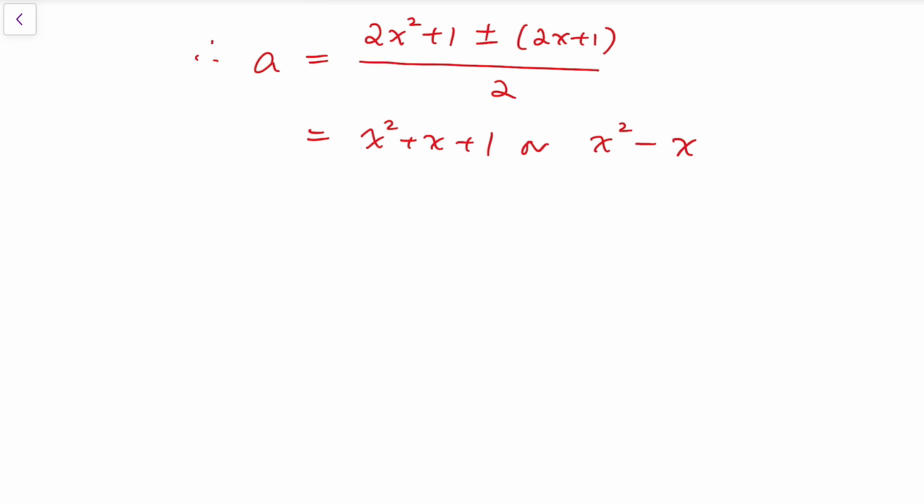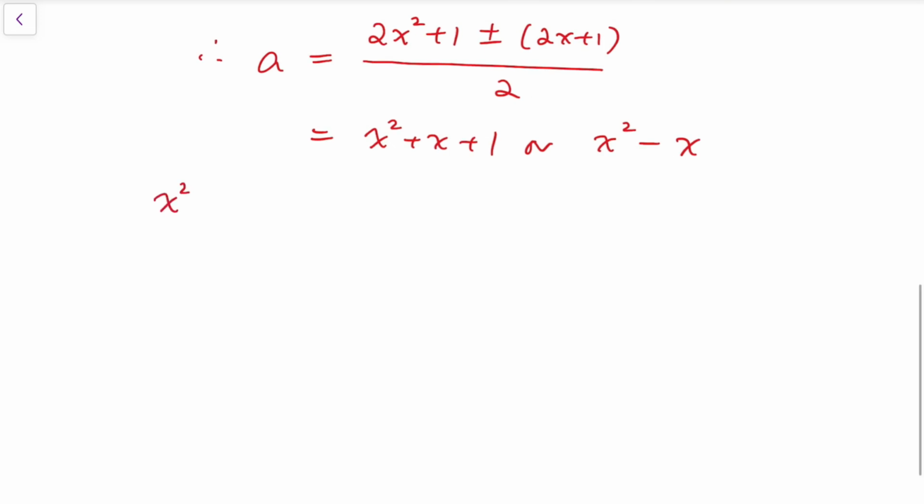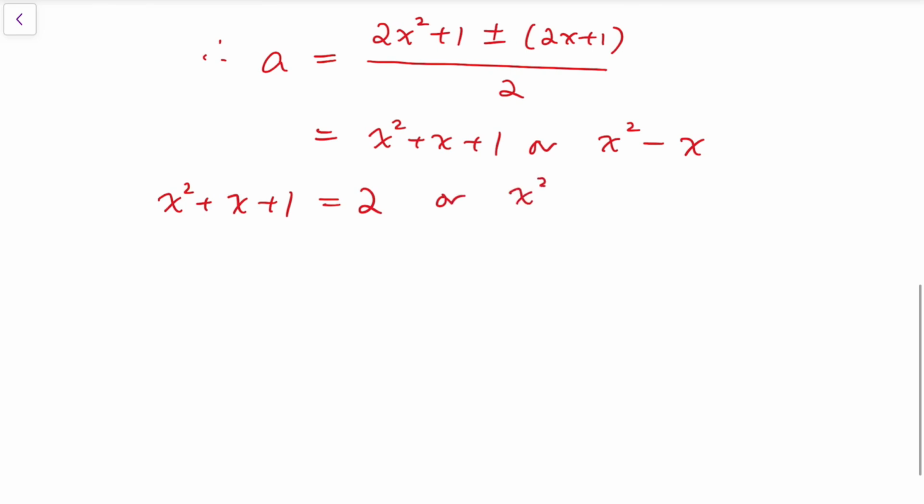Now at this point, we can return to the unknown x and just treat it like any other quadratic equation. And as we are actually supposed to solve for the case when a equals 2, let's see whether we can get any valid solutions from these two equations. So either we have x squared plus x plus 1 equals 2, or x squared minus x equals 2. So both are very simple quadratic equations.